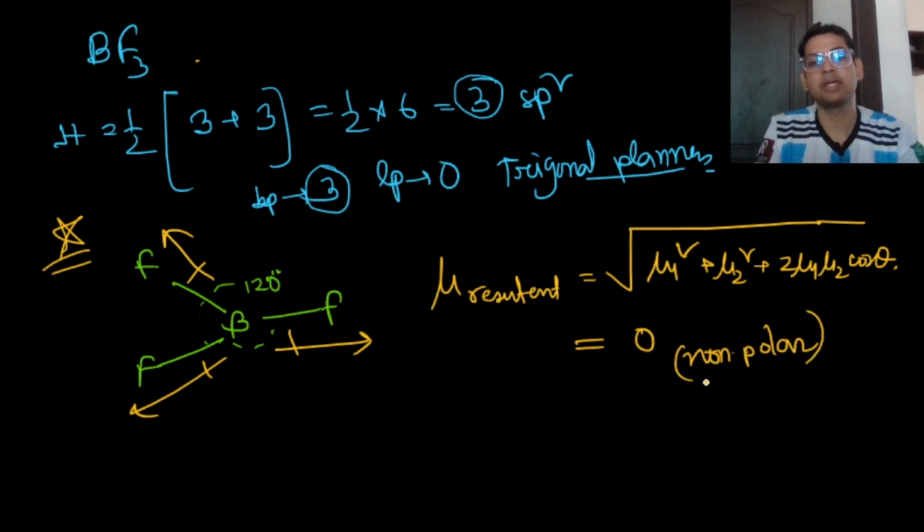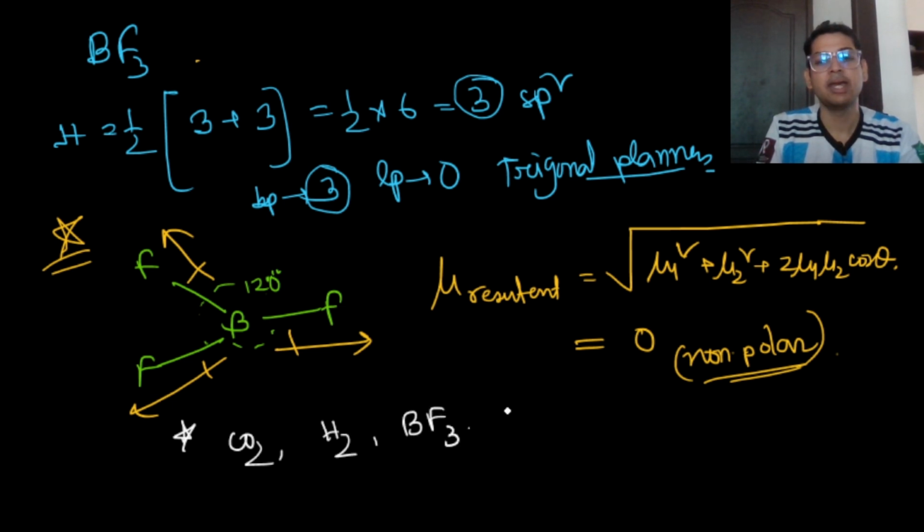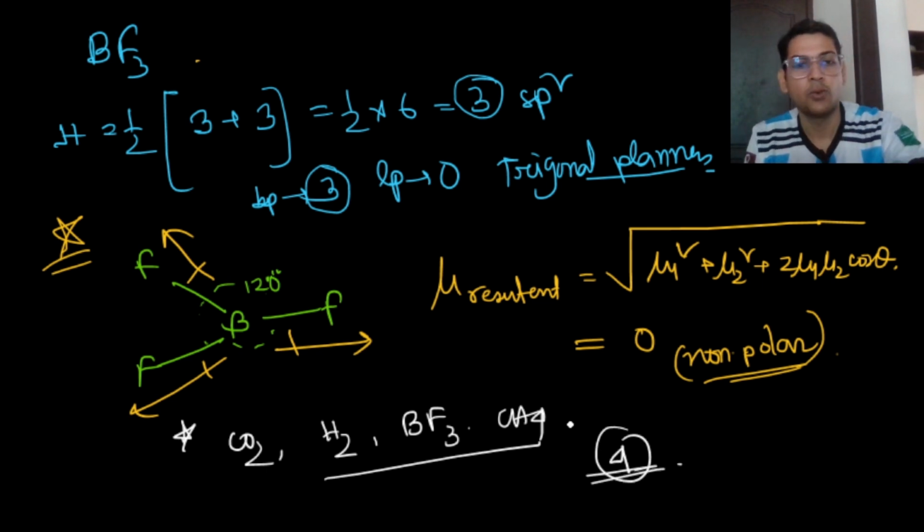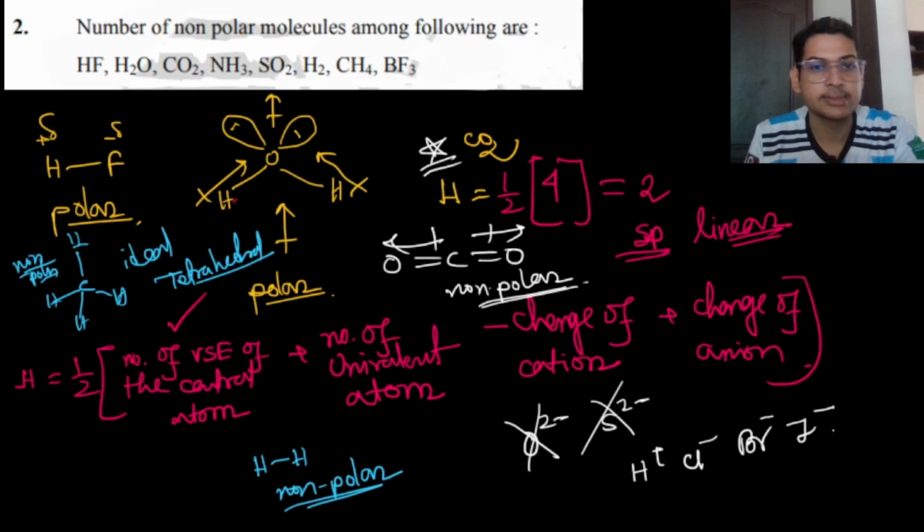So what are the molecules you got non-polar, sir? I got non-polar CO2, H2, BF3, and CH4. So total 4 molecules are non-polar. Are you getting my point? So 4 will be your answer here, okay.